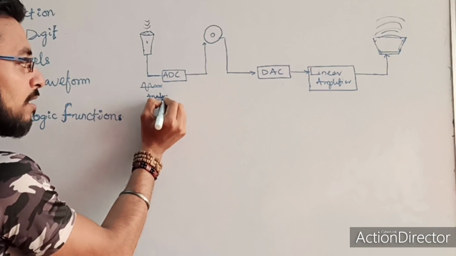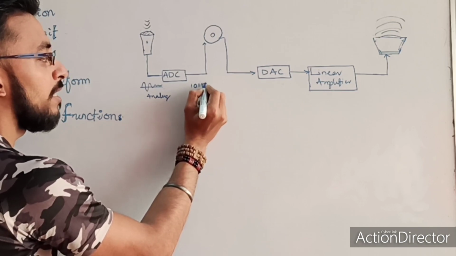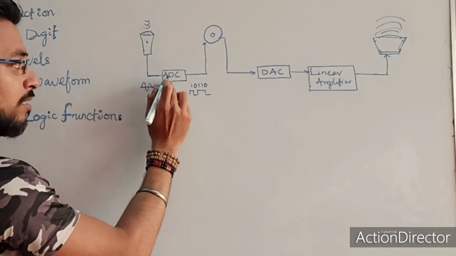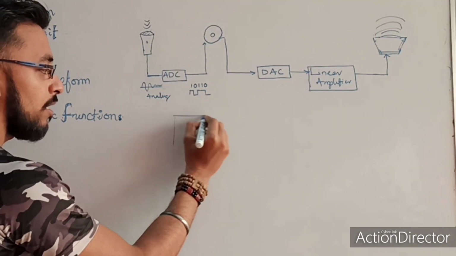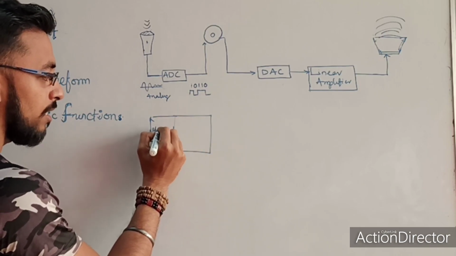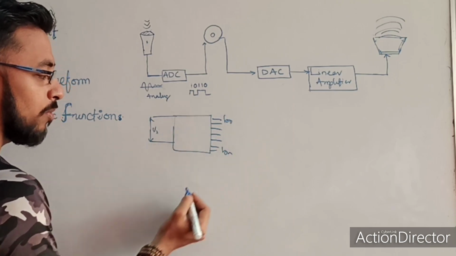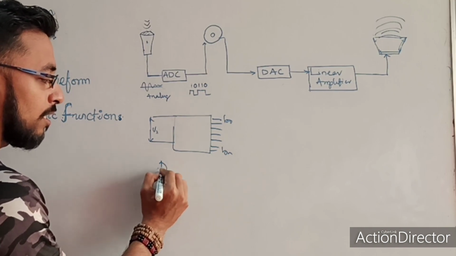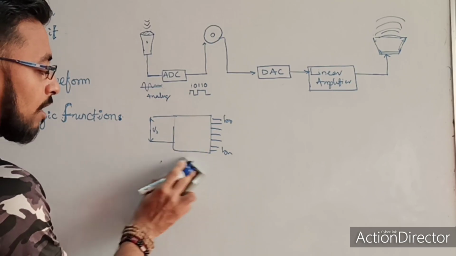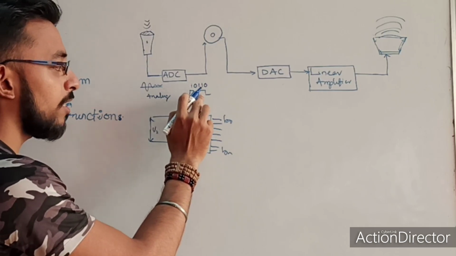This is the analog signal. After the ADC, it will become a digital signal, which is nothing but a number of bits. If you remember the function of an analog to digital converter, we apply the analog signal, Vin, at the input, and at the output we get a number of bits, B0 to Bn. We derived one formula for that, D equals B0 times 2 power 1 plus B1 times 2 power 2, and so on. In this way we can convert analog to digital: the analog signal in terms of voltage is converted to a number of bits.